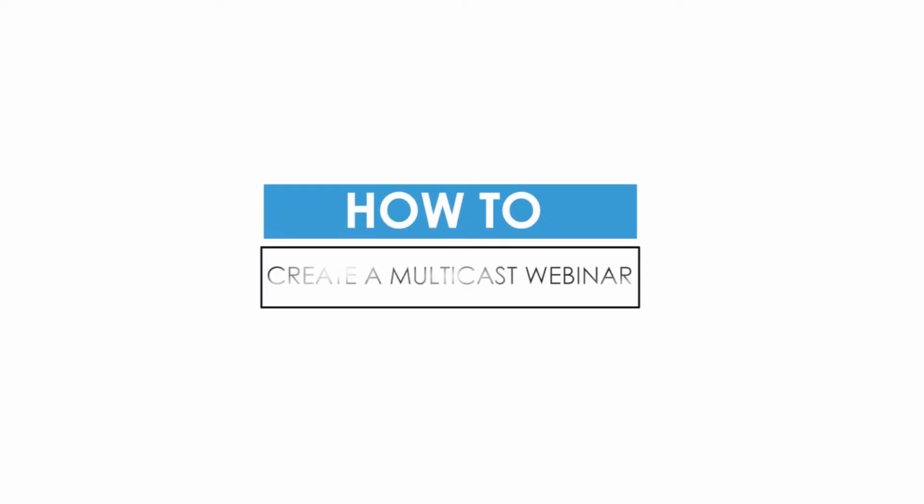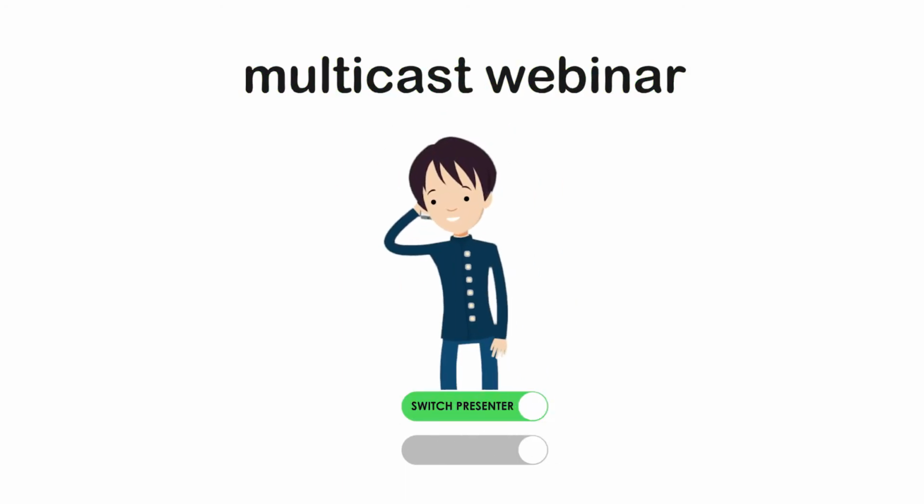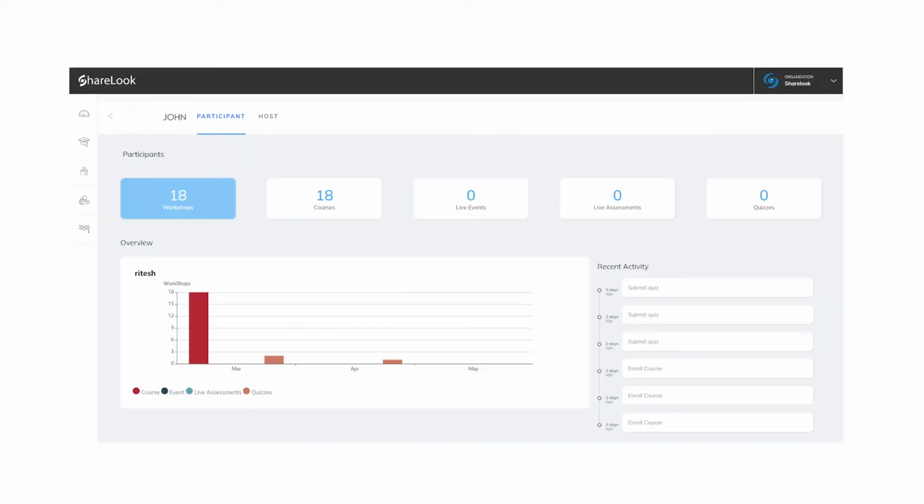How to create a multicast webinar. The Sharelook Multicast Webinar allows one or more presenters to host a live event at once. After logging into Sharelook on your PC, click on My Workshop on the left side of the page.